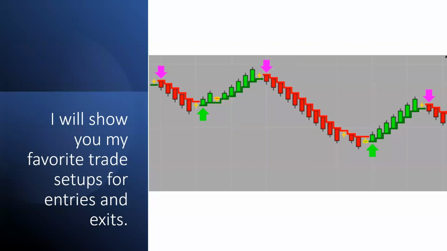All right, so the other thing we're going to do is show you some ways that you can use the NinjaTrader platform to take advantage of a systematic way of entering and managing your trades.